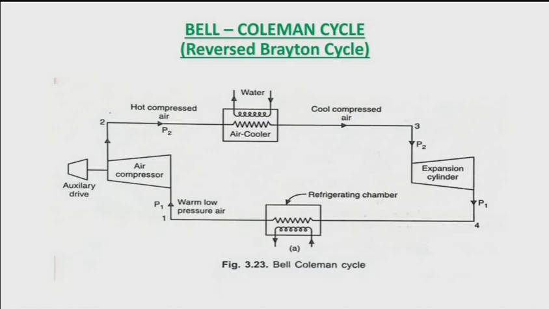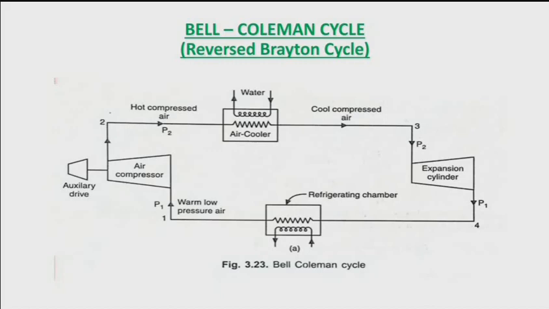The first one is the air compressor, the second one is the air cooler, the third one is the expansion cylinder, and the fourth one is the refrigerating chamber. So there are mainly four processes combined, and in the next slide we are also dealing with the pressure-volume and the temperature-entropy diagram.